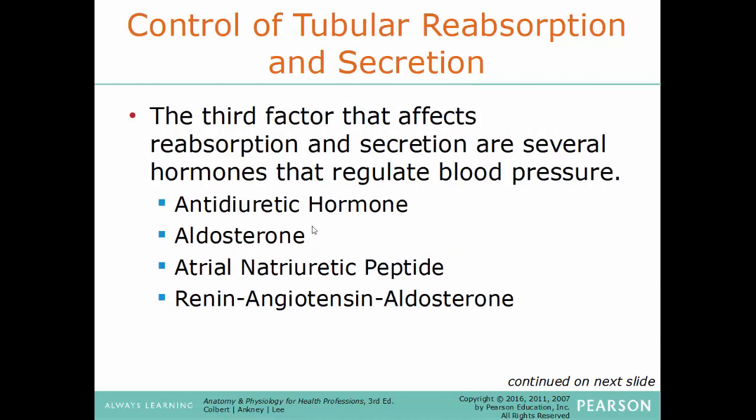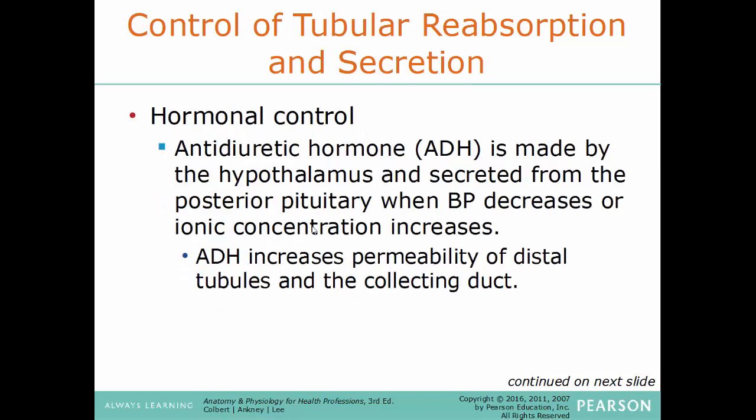The third factor that will affect reabsorption and secretion are several hormones that will help regulate blood pressure. These include ADH, antidiuretic hormone, aldosterone, atrial natriuretic peptide, and then renin, angiotensin, and aldosterone. First, we'll talk about hormonal control.